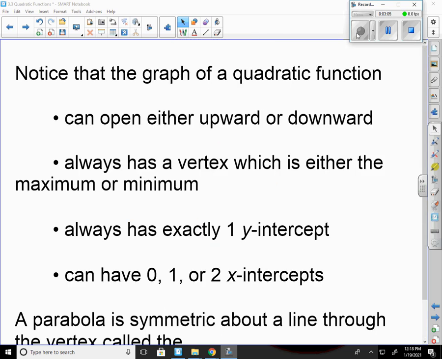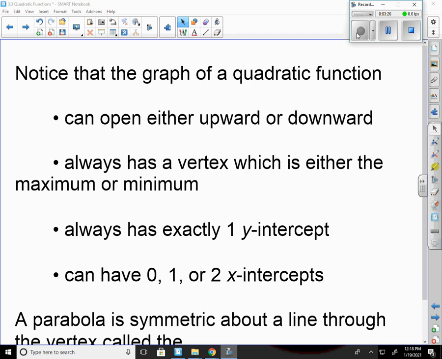Notice that the graph of a quadratic function can open either upward or downward. It always has a vertex, which is either going to be the max or the min, depending on whether it opens upward or downward. If it opens upward, it's always going to be the minimum. If it opens downward, it's always going to be the maximum.